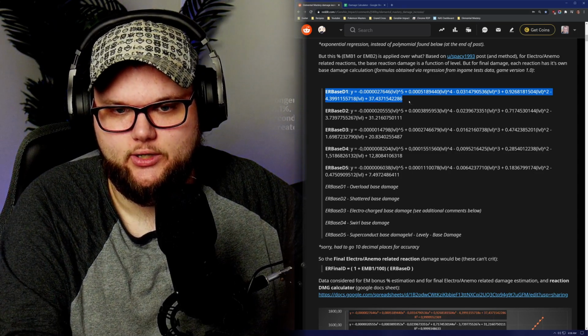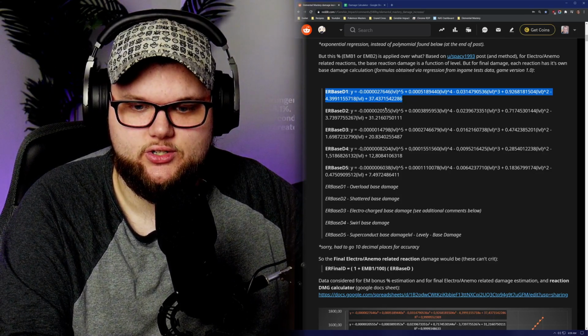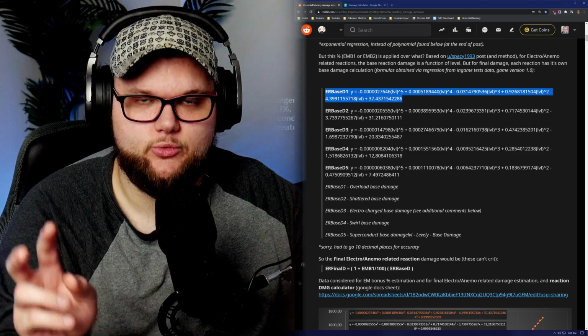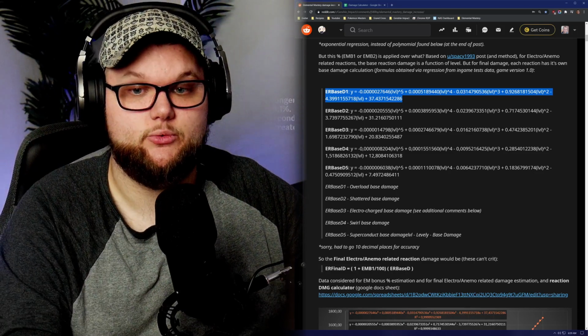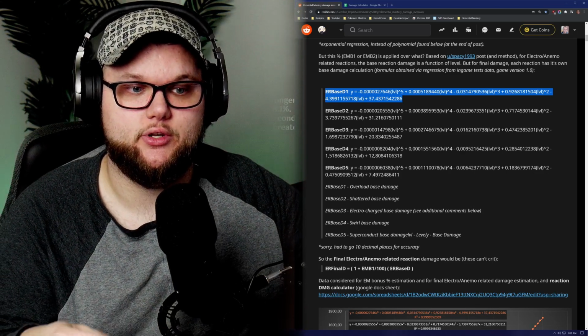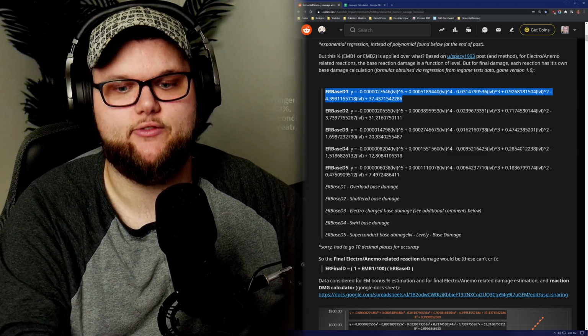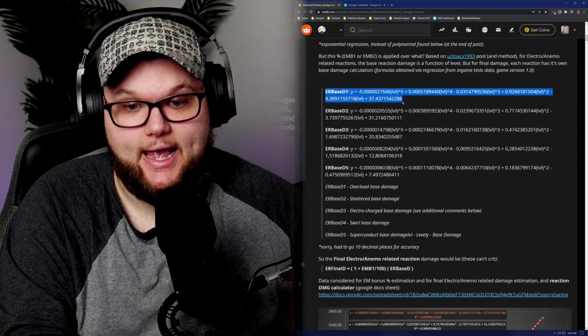Now, I'm not going to go super in depth on the formula and why this is important, but essentially we are trying to figure out the base damage of the reaction, just like we would try to figure out the base damage of an attack whenever we're doing a physical attack. We're trying to find the base raw damage for that particular reaction.